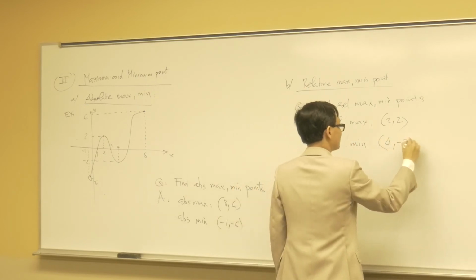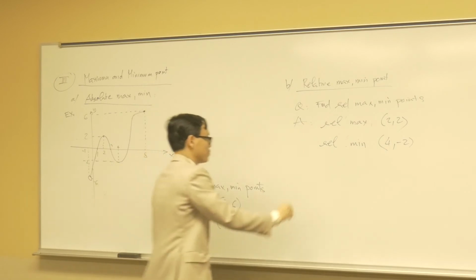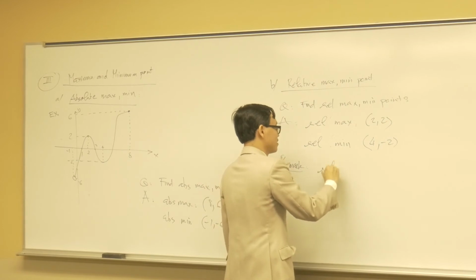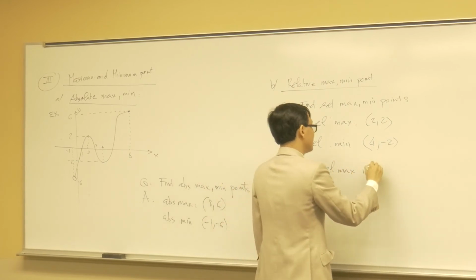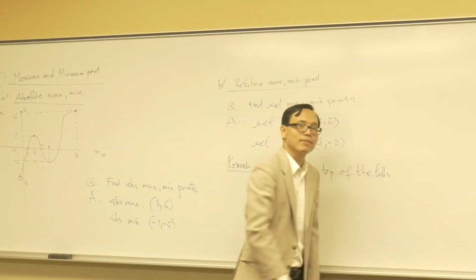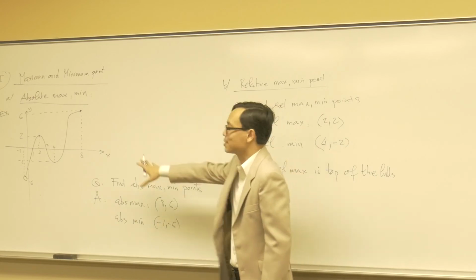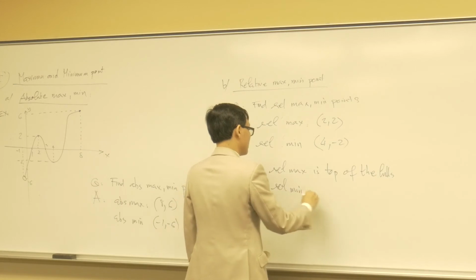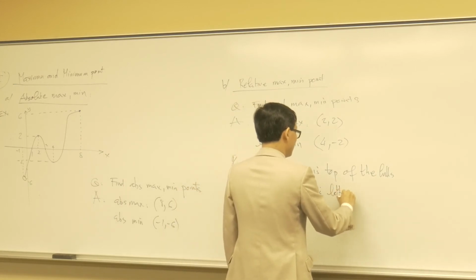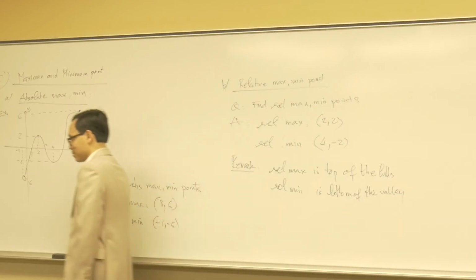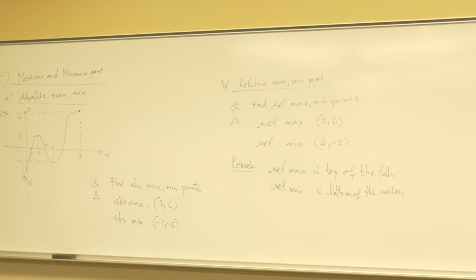Okay, so remember, I put a remark here. Relative max is the top of the hills. We probably have a lot of hills, but in this graph we have only one hill. And relative min is the bottom of the valley. It's much easier for you to understand it like that.